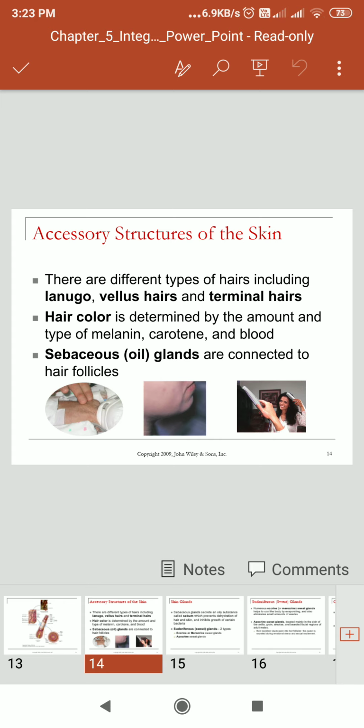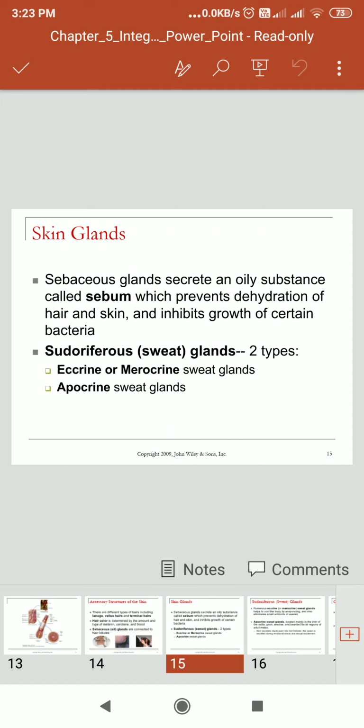The sebaceous glands, that is oil glands, are connected to the hair follicles. The sebaceous gland secretes an oily substance called sebum, which prevents dehydration of hair and skin and inhibits growth of certain bacteria.